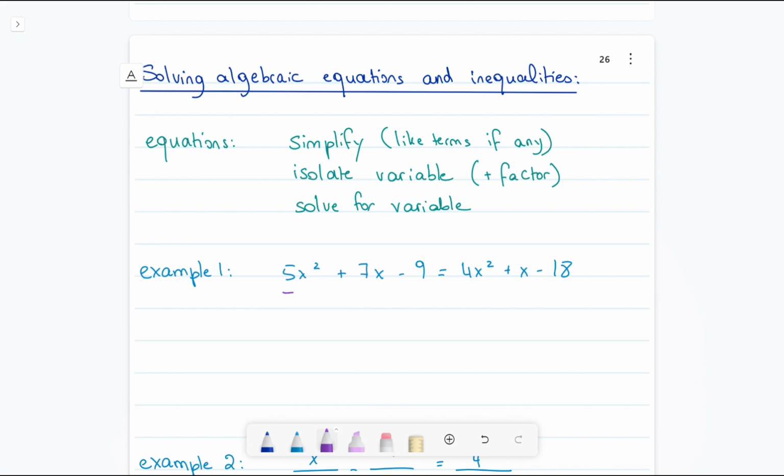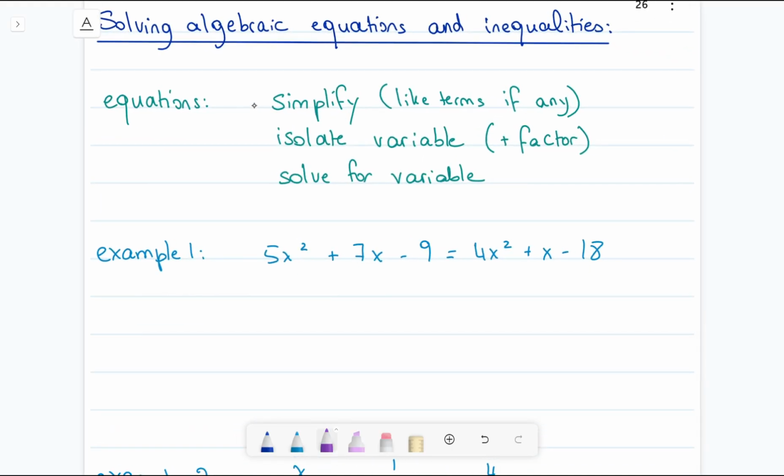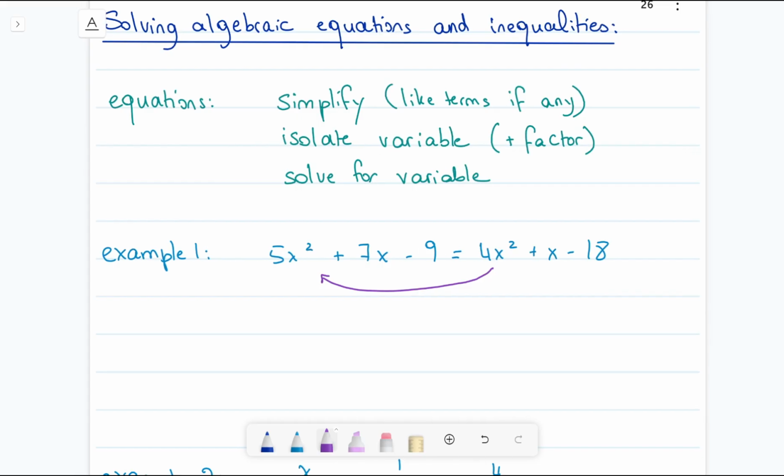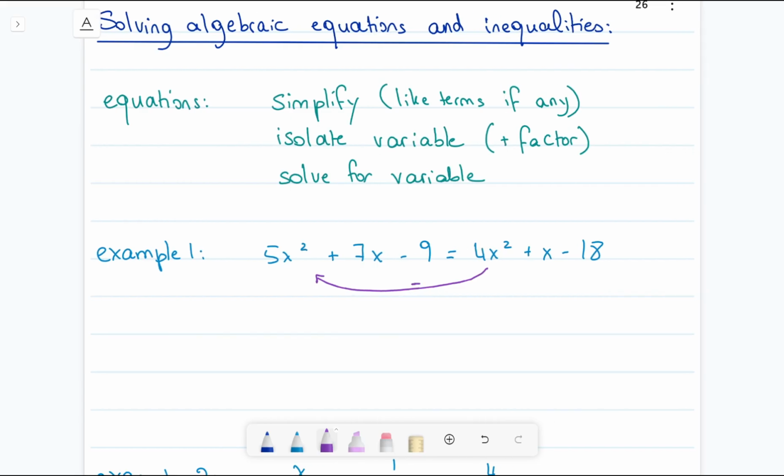So we have 5x squared plus 7x minus 9 is equal to 4x squared plus x minus 18. We will start by simplifying like terms. We can see that we have an x squared on both sides. We will put them on one side. 5x squared, when we take the 4x squared to the other side, it becomes minus 4x squared. So now 5x squared minus 4x squared gives us x squared.